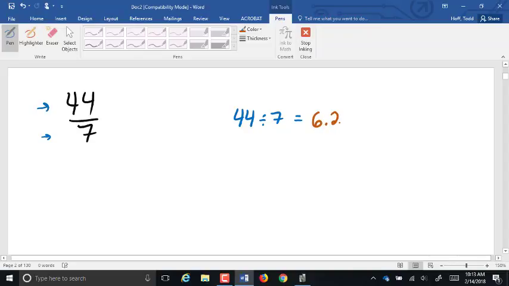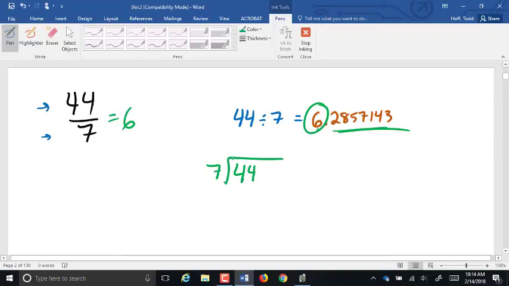If we divide this out in our calculator, 44 divided by 7, our calculator is going to give us something like 6.2857143 approximately. What's that tell us? Well, it tells us we can get 7 out of there 6 times, and that there are some pieces left over. The better way to figure out how many pieces are left over is to do a long division with a remainder.